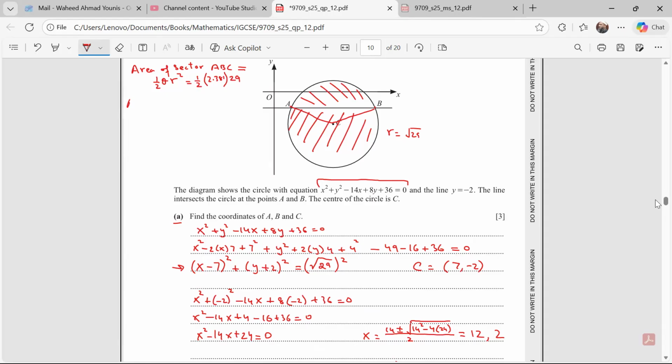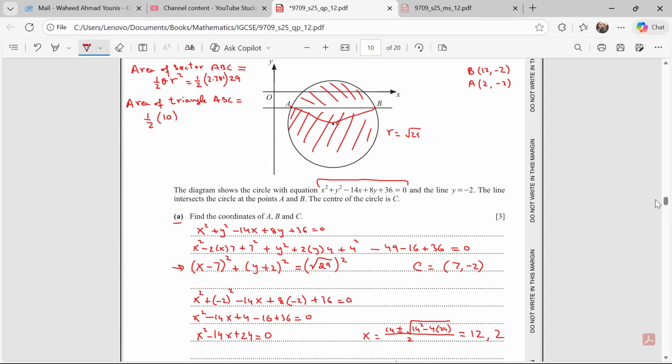Now, area of triangle ABC. This area is half base into height. Base is AB, and remember AB was 10, because the coordinates of B are 12, minus 2, and the coordinates of A were 2 and minus 2. So the difference between 12 and 2 is 10. So base is 10.